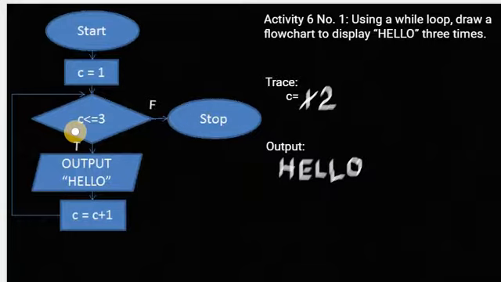The value of C is 2. 2 less than or equal to 3 is true. And so we're going here. Then we have our next output. So I'm just going to write it here, just below the first output.